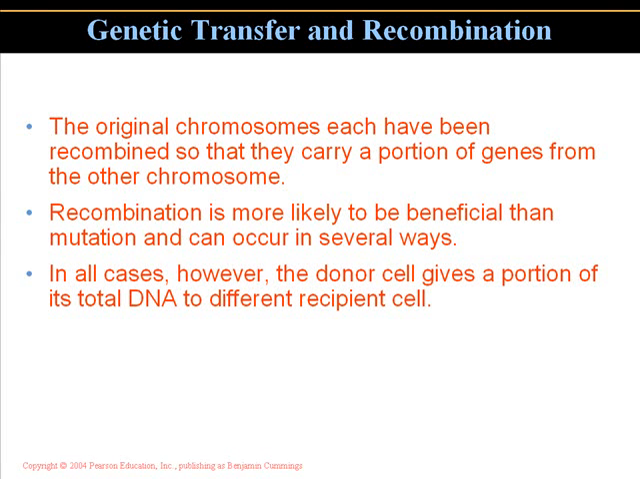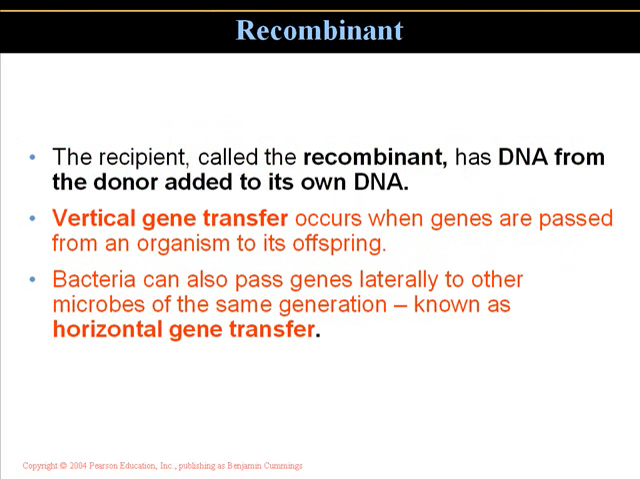Recombination is more likely to be beneficial than mutation, and it can also occur in several ways. In all cases, we see the donor cell gives a portion of the donor DNA to different recipients. The recipient is basically called the recombinant. The DNA from the donor is added to its own DNA.